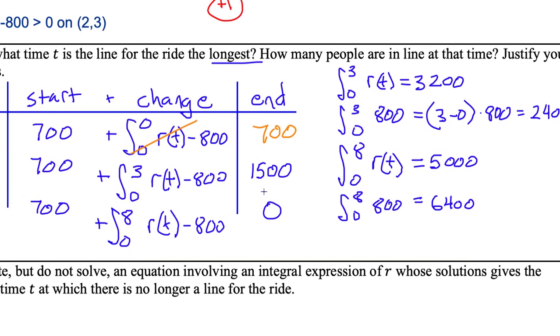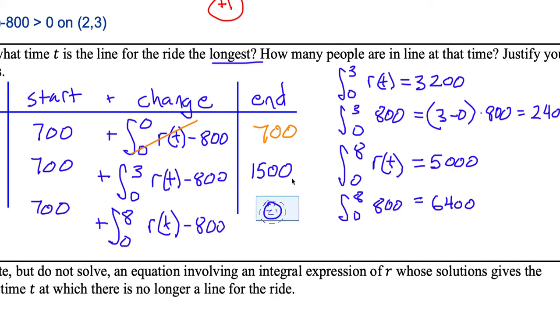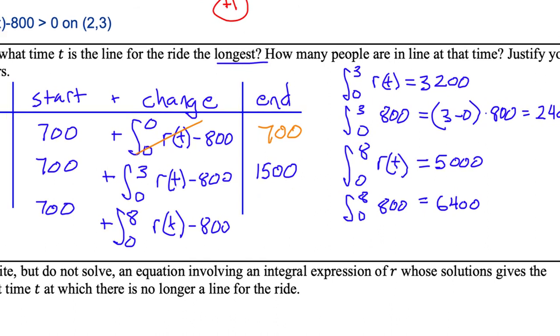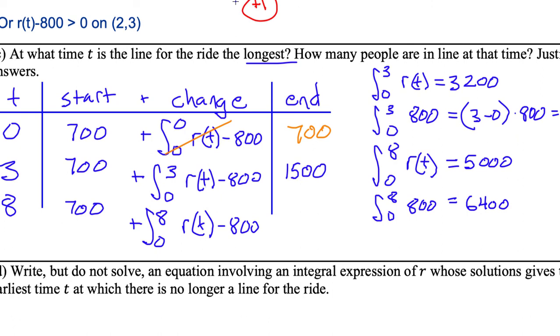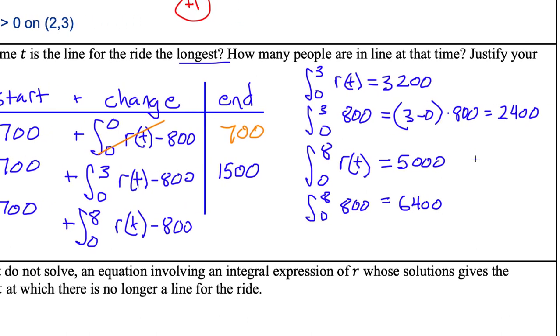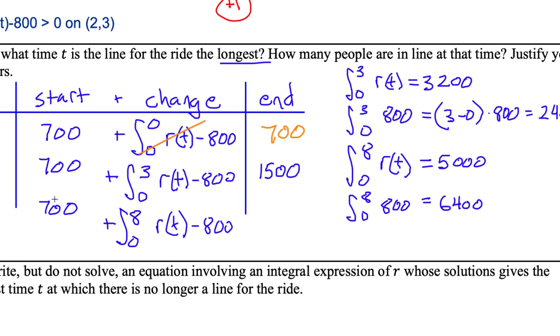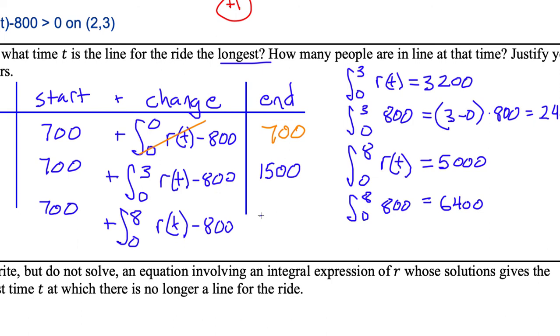Minus 6,400 is negative. Wait. Yeah, we did not come out with 0. That is super weird. There are negative 700 people in line. I don't know what that means. Because look, you're doing 5,000 minus 6,400. We haven't made any errors. If I subtract one from the other, that is going to be negative 1,400. And negative 1,400 plus 700 is negative 700. And that doesn't make sense in the context of the problem.